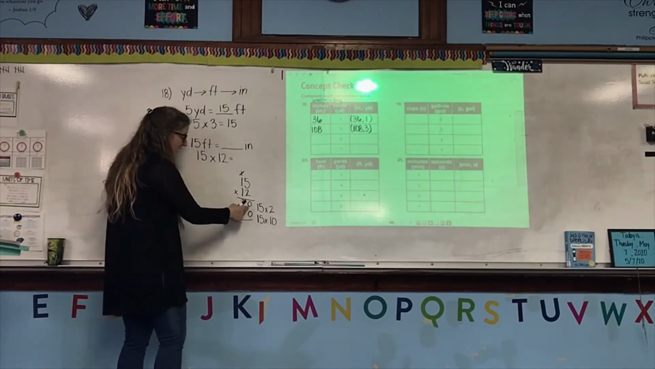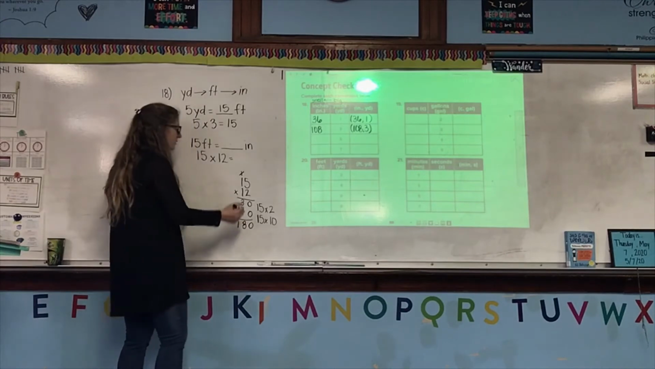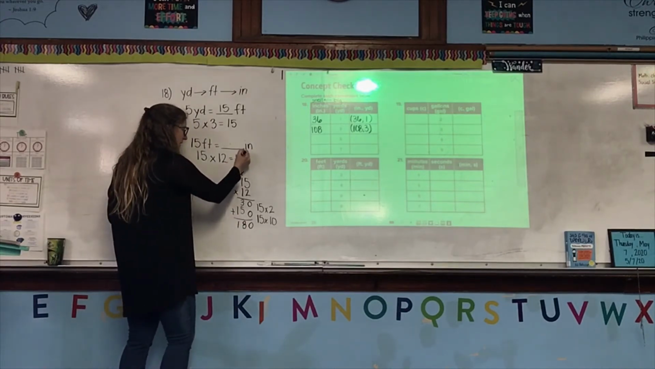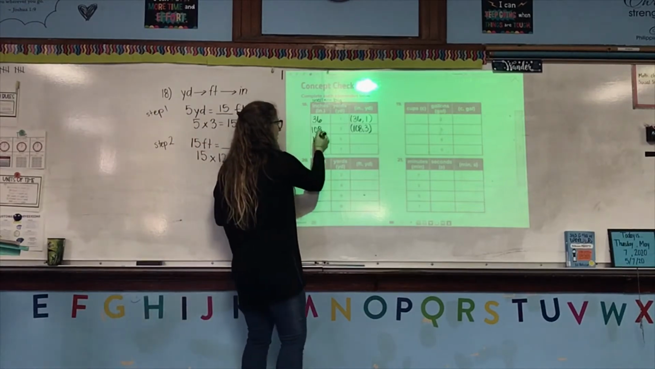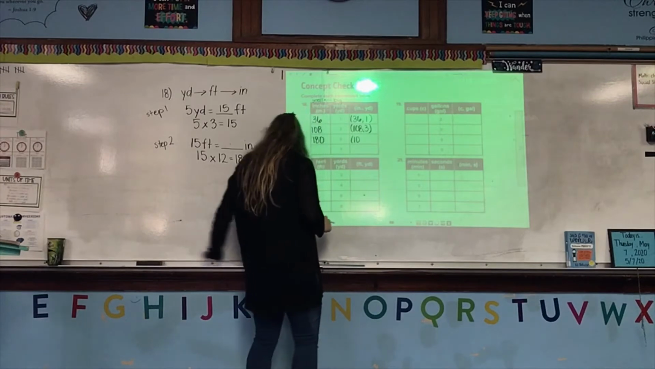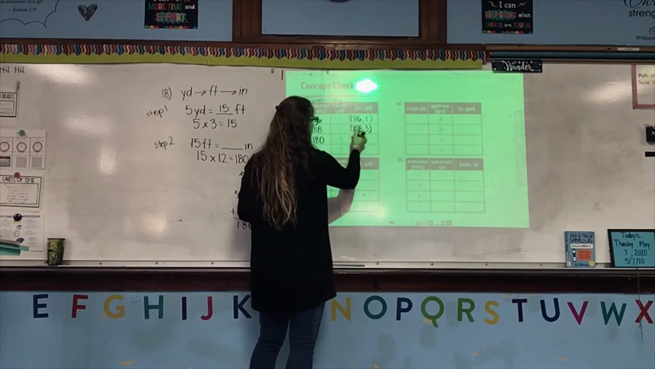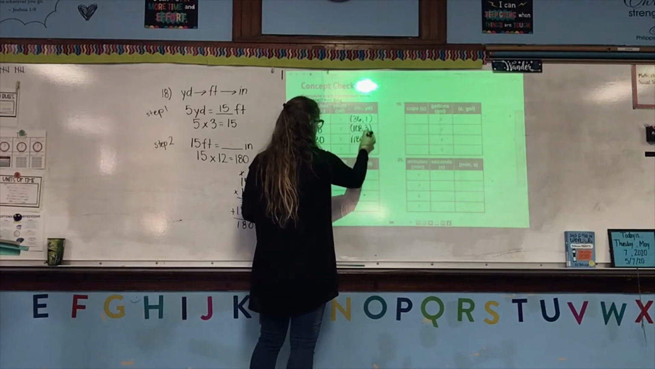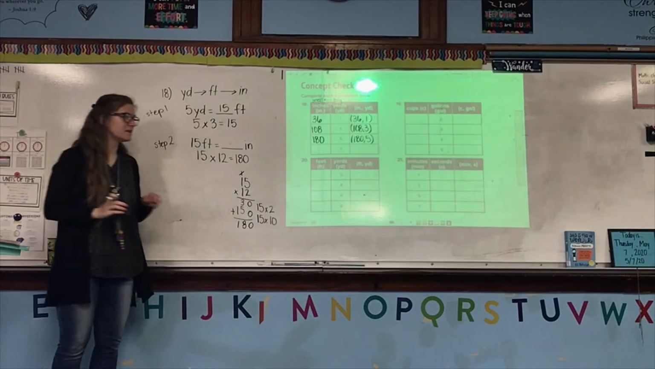Add our partial products. 0 plus 0 is 0. 3 plus 5 is 8. Oops. 1 plus nothing is 1. So that means 15 times 12 is 180, which means that there are 180 inches in 5 feet. So there's 180 inches in 5 feet.